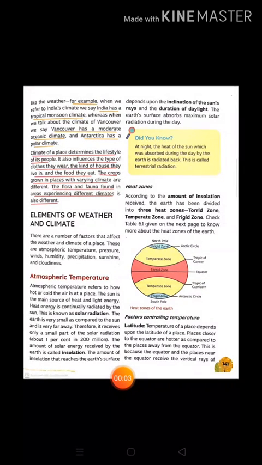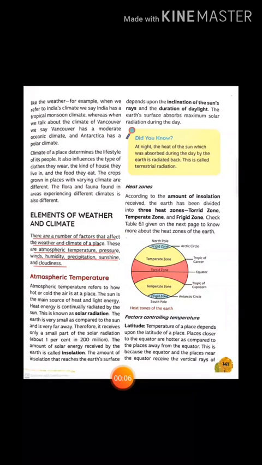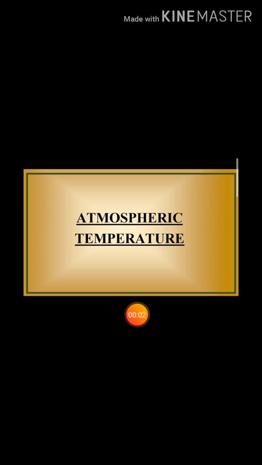Students, do you know that the climate has a direct impact on our lifestyle? The type of houses we live in, the type of clothes that we wear, the crops that grow in a region, and the food habits of the people depend on the climate of a place. Elements of weather and climate. The factors that affect the weather and climate of a place are atmospheric temperature, pressure, winds, humidity, precipitation, sunshine, and cloudiness.